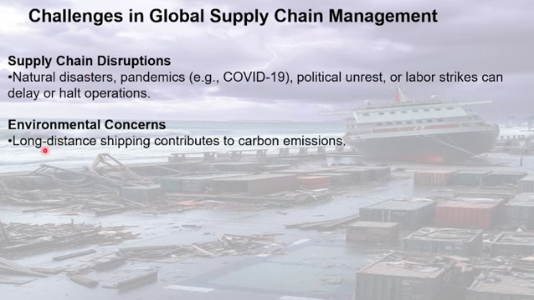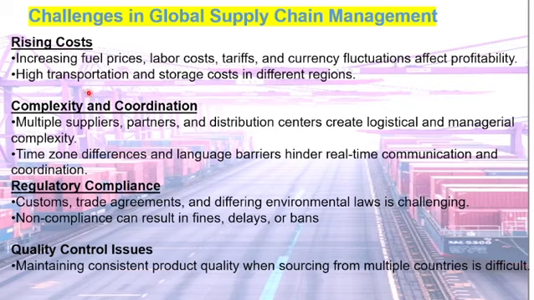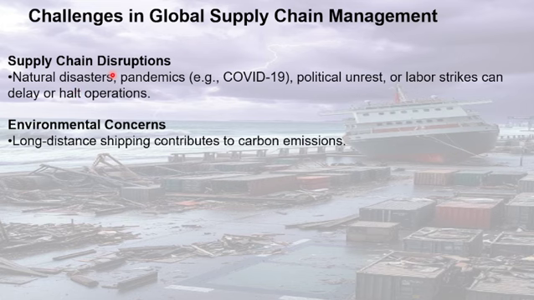Environmental concerns: long distance shipping contributes to carbon emission. This is also the case when the ship is standing there and there is disruption, or natural disasters happen in the sea. So these are all the challenges that mainly face global supply chain management.